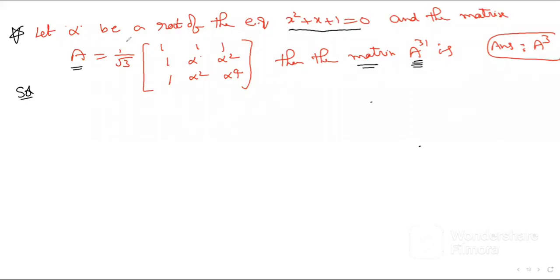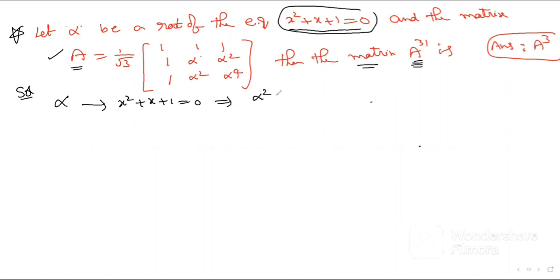Okay, now let us explain the next question. Alpha is a root of the given equation x square plus x plus 1 is equal to 0, and a matrix A is also given. Then find A to the power 31. Here, alpha is one of the roots of x square plus x plus 1 is equal to 0. Now alpha satisfies the given equation, so alpha square plus alpha plus 1 is equal to 0.